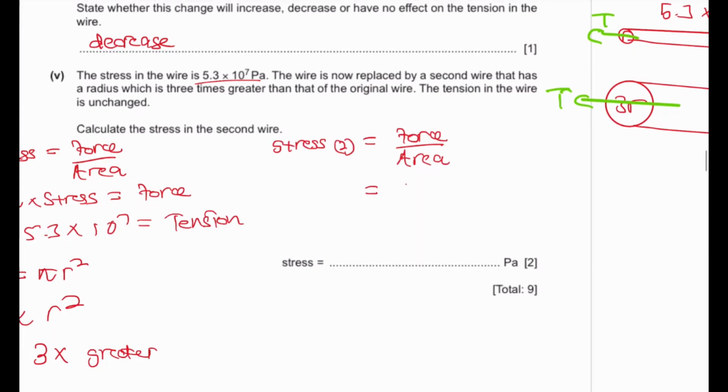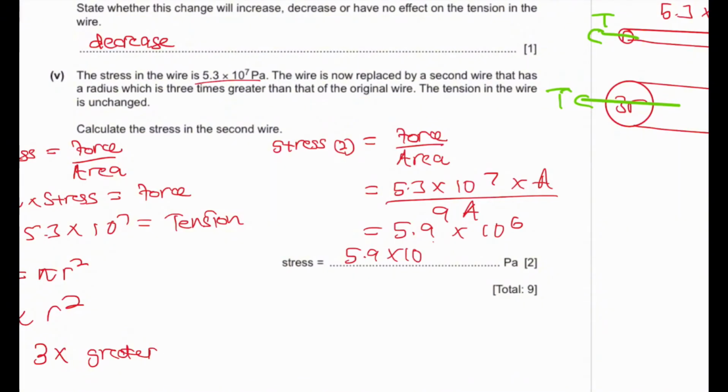So here it will be your force. What is your force here? It's basically 5.3 times 10 to the power of 7 times A divided by 9A. So that gives you about 5.9 times 10 to the power of 6.